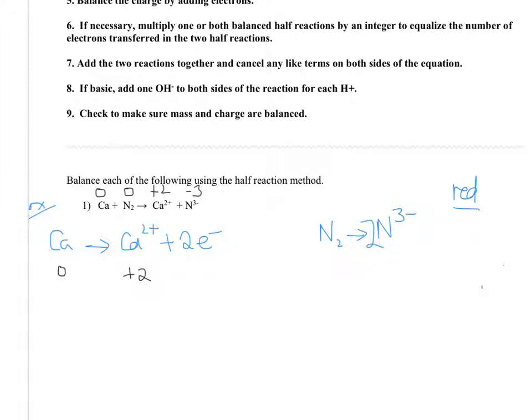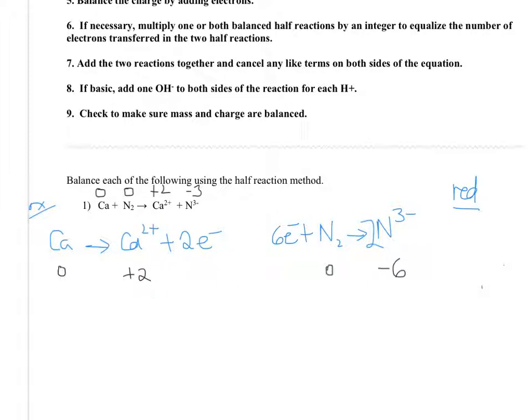Let's look at the other side. So here we have, this has a total charge of 0 on that side. This has a -6 because we have 2 of the 3 minuses. So you add the electrons to the more positive side. In this case, it would be this side, as 0 is more positive than a -6. And so you would need 6 electrons on this side.